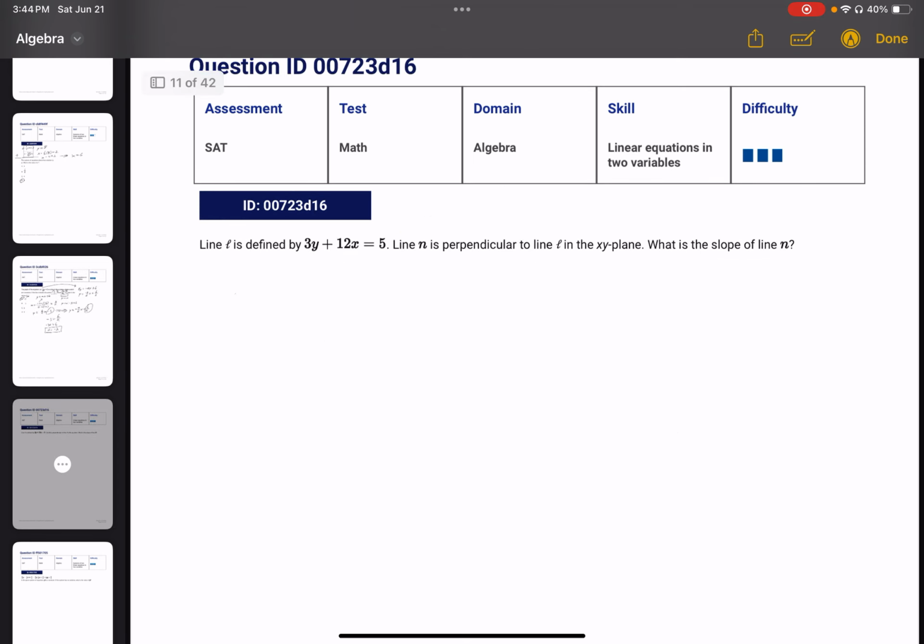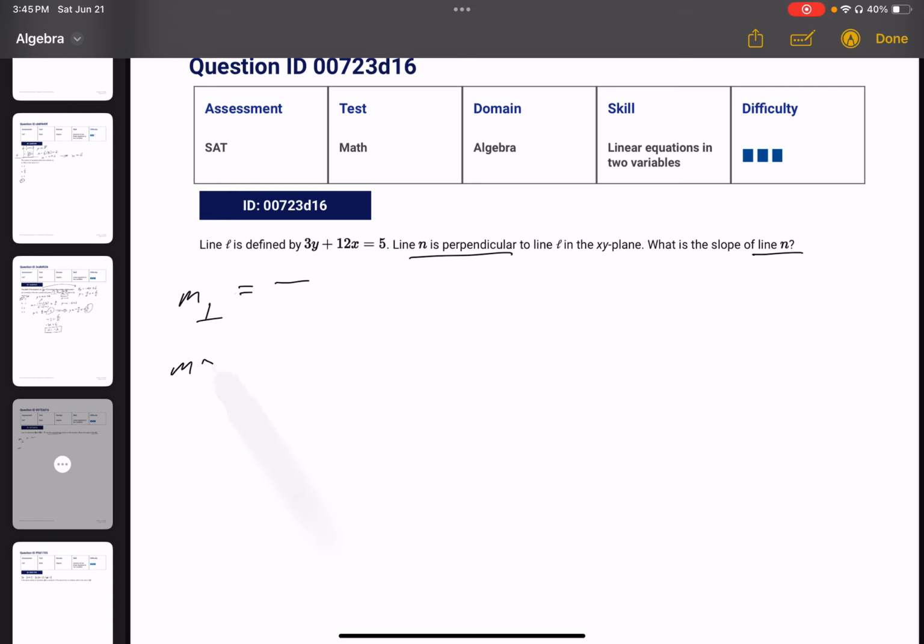Okay, looking at our next question, the line L is defined by 3y plus 12x is equal to 5. Line N is perpendicular to line L in the xy plane. What is the slope of line N? So N is perpendicular, so we know, as we did a problem like this earlier, I think on day one of the algebra problem sets, that a perpendicular slope is the opposite fraction and the opposite sign.